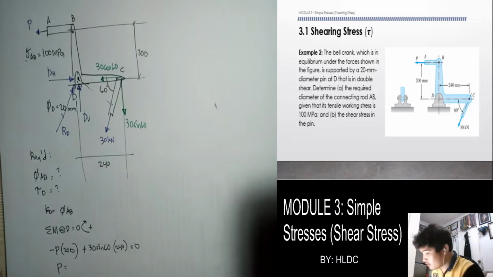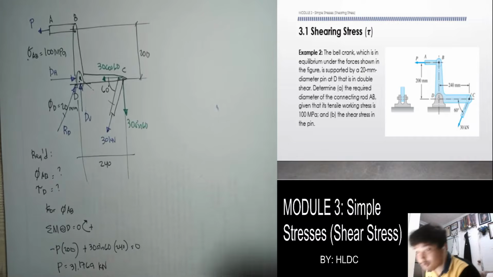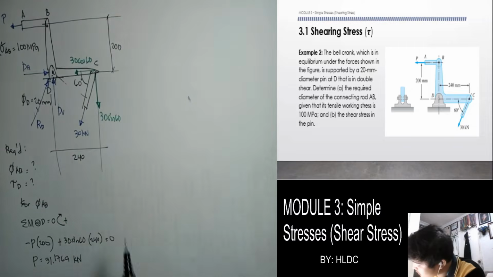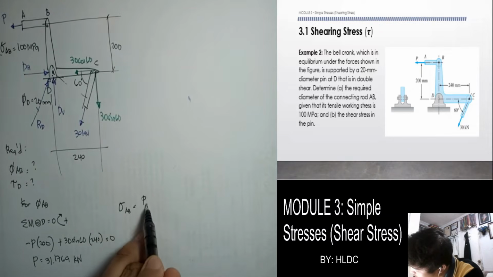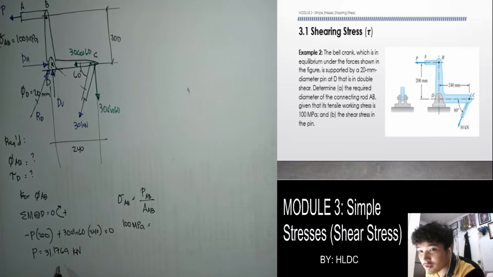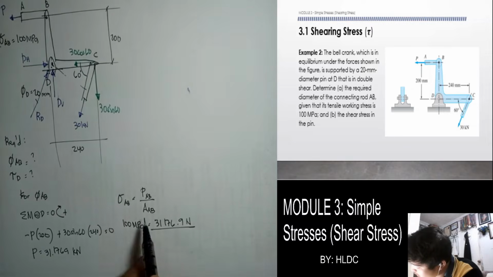So, that P now equals, so sagot is 31.1769 kilonewtons. So, pag may force P na tayo, masolve na natin itong diameter using yung allowable normal or tensile stress. So, stress at AB is equal sa PAB over area ng AB. Okay, so ito given 100 MPa. Itong PAB na-solve na natin, 31.1769. So, gawin na natin Newton. So, 31,176.9 Newtons divided by required area.